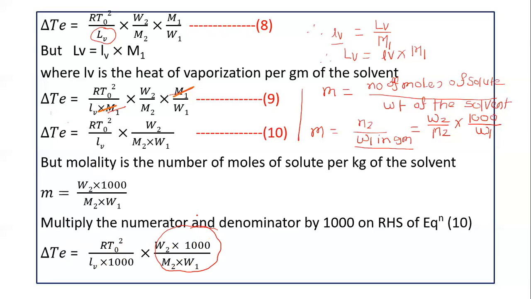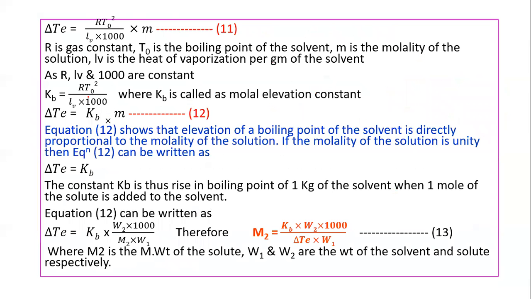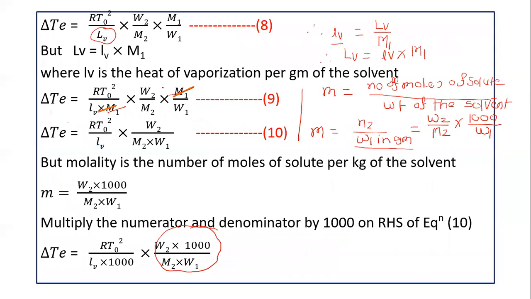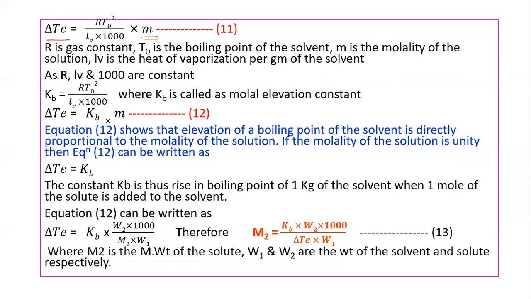Okay. So let us see the next slide. You can see the delta TE, elevation of boiling point of the solvent, RT0 square divided by LV into 1000. Now we substitute here the molality. According to the definition of the molality, you can see here molality. In the previous slide we explained this already. So molality is equal to W2 into 1000 divided by M2 into W1. So we write now equation 11.